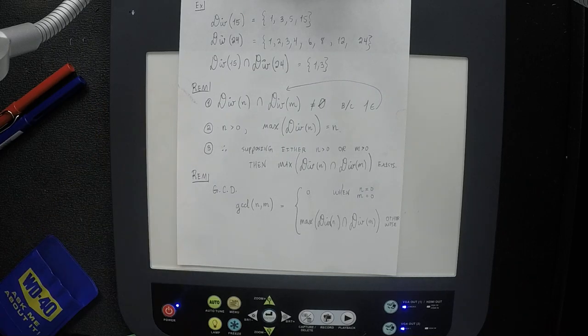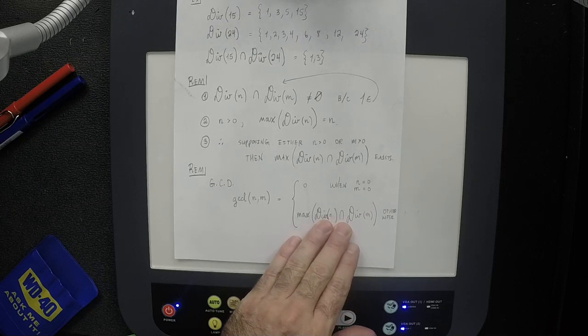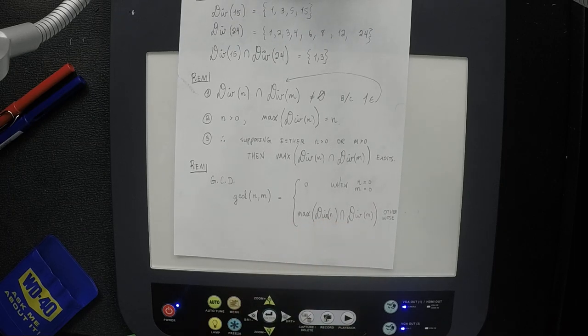Okay, and then the programming homework will be how to actually go about computing this efficiently. Okay, so have a nice Thursday.